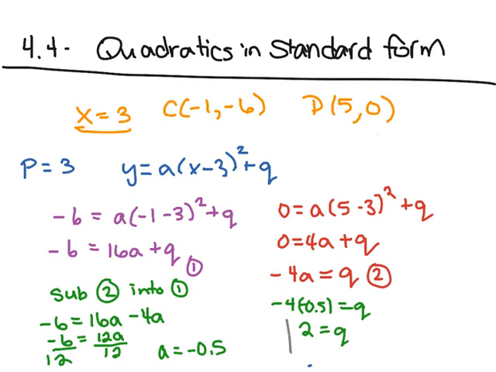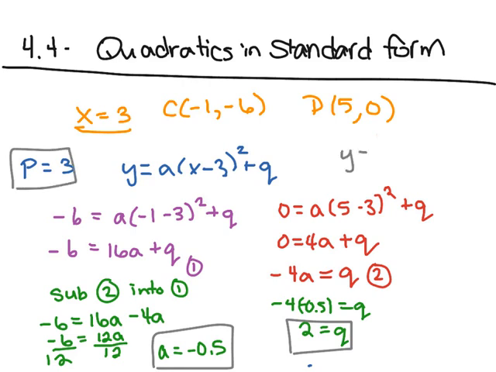Now we have q, a, and p, so our equation is y equals negative 0.5 (x minus 3) squared plus 2.